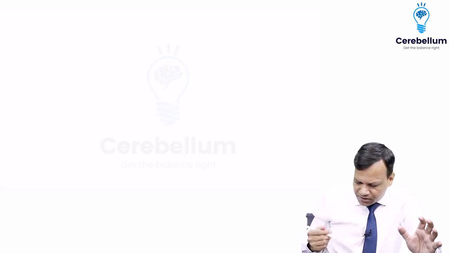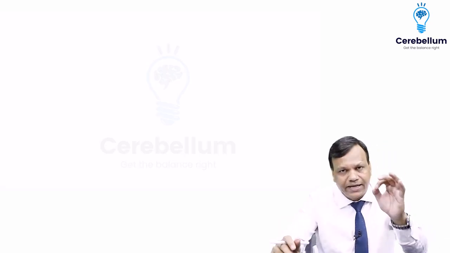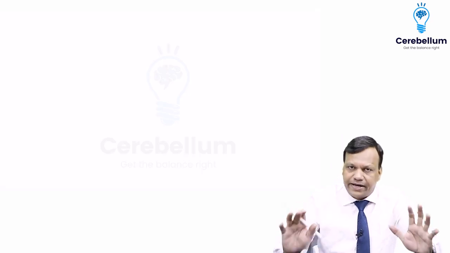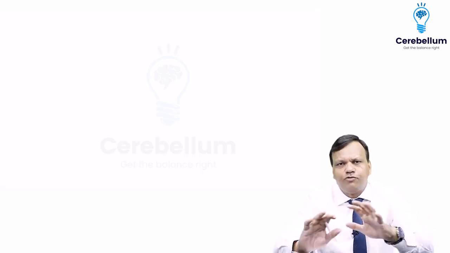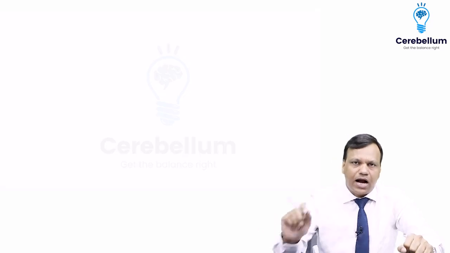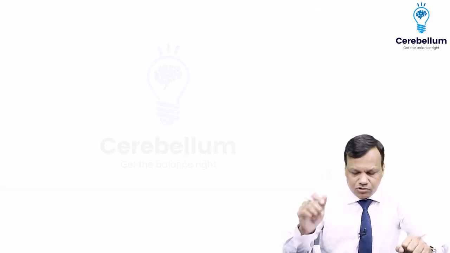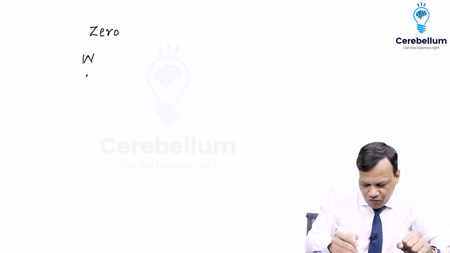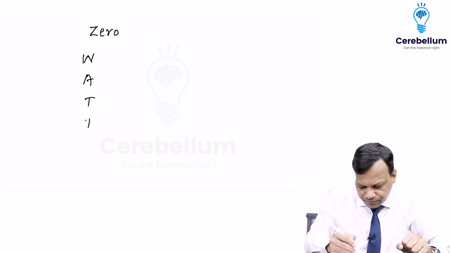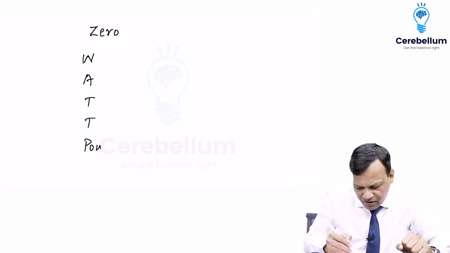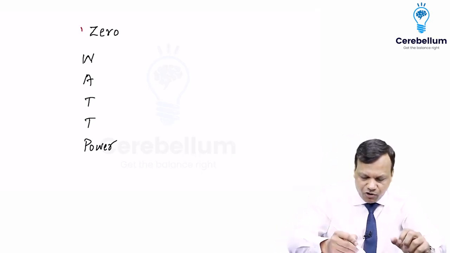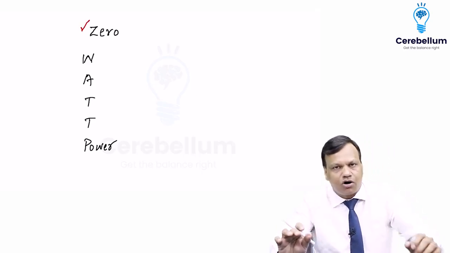Now you need to remember that almost 99.9% of drugs follow first order kinetics. Very few drugs follow zero order kinetics, and you need to remember those drugs. So which drugs follow zero order kinetics? You can remember them as 0 watt power, just like we have a 0 watt bulb at home. So 0 watt power tells that these follow zero order kinetics. Zero means zero order kinetics.